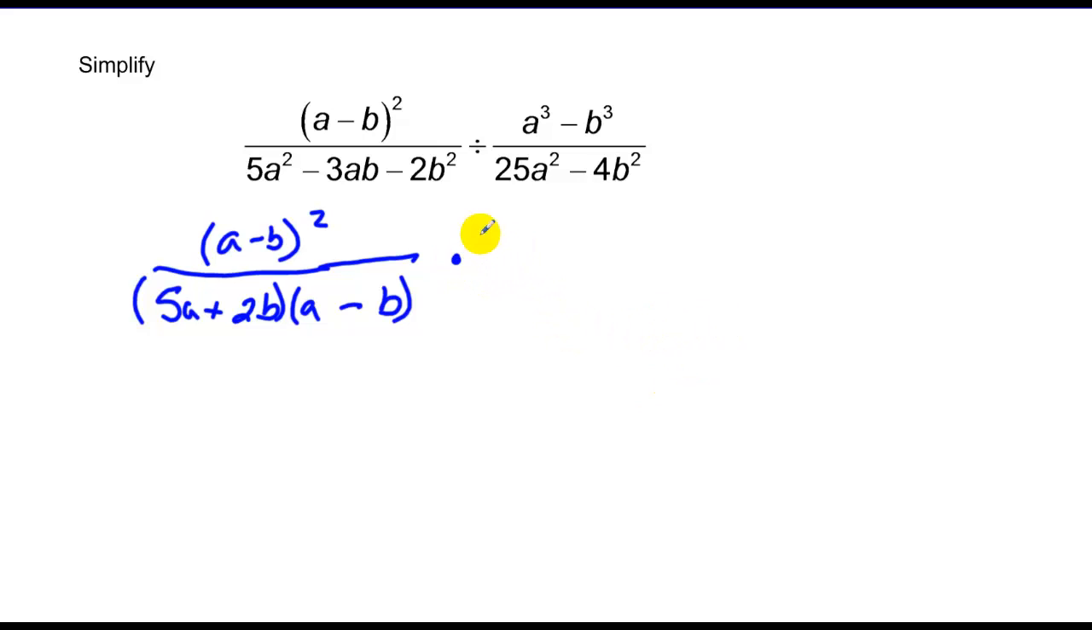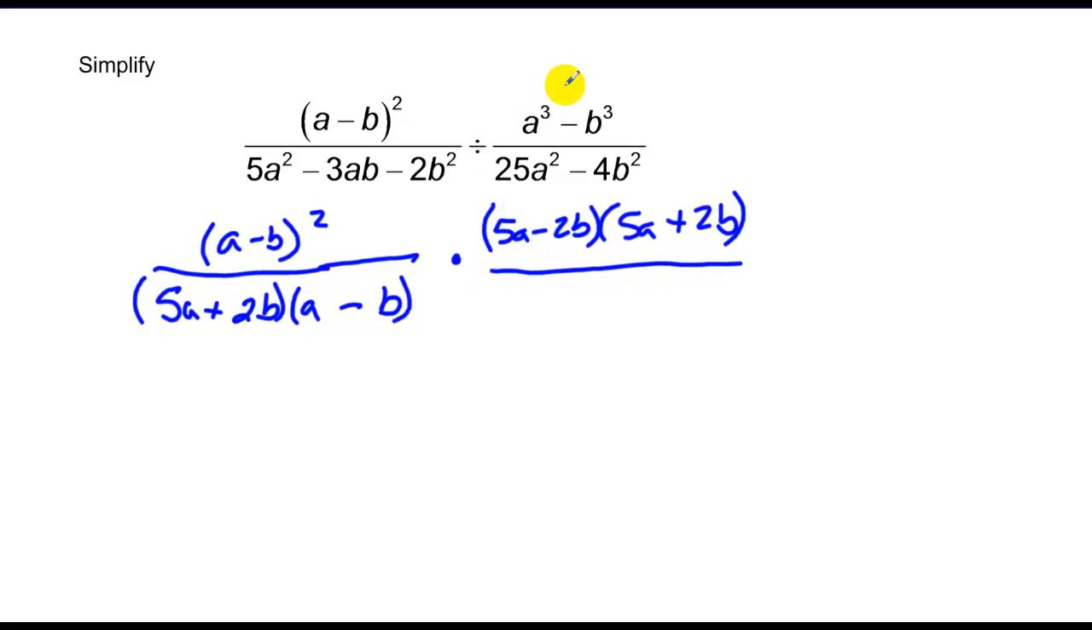Then I'm going to multiply by the reciprocal. If I look at this term here, that is a difference of squares. I have my a's first and my b's second, so that's 5a minus 2b and 5a plus 2b over, and here's our buddy, the cubed, so we remember that's a minus b times a squared plus ab plus b squared.